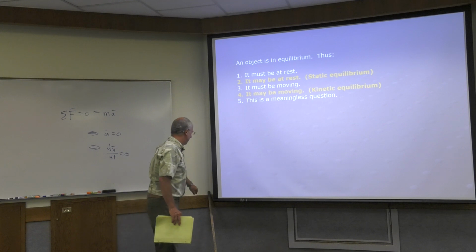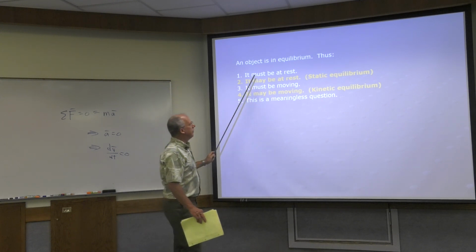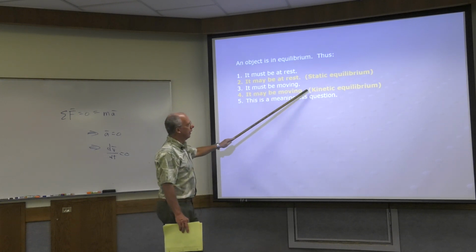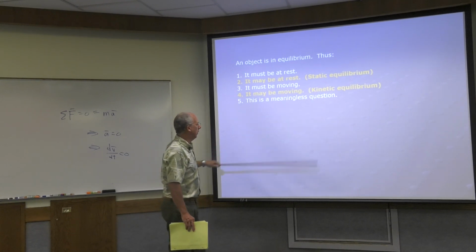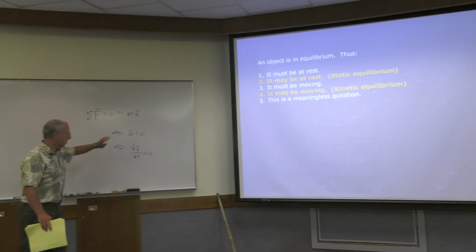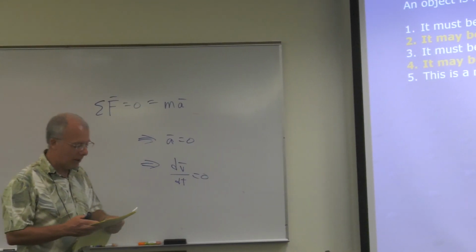Now, make sure you understand these words. If it's at rest, that's called static equilibrium. If it's moving, it's called kinetic equilibrium, because kinetic means moving. Right? So equilibrium just means that the sum of the forces equals 0. So there's no acceleration, so nothing is changing.